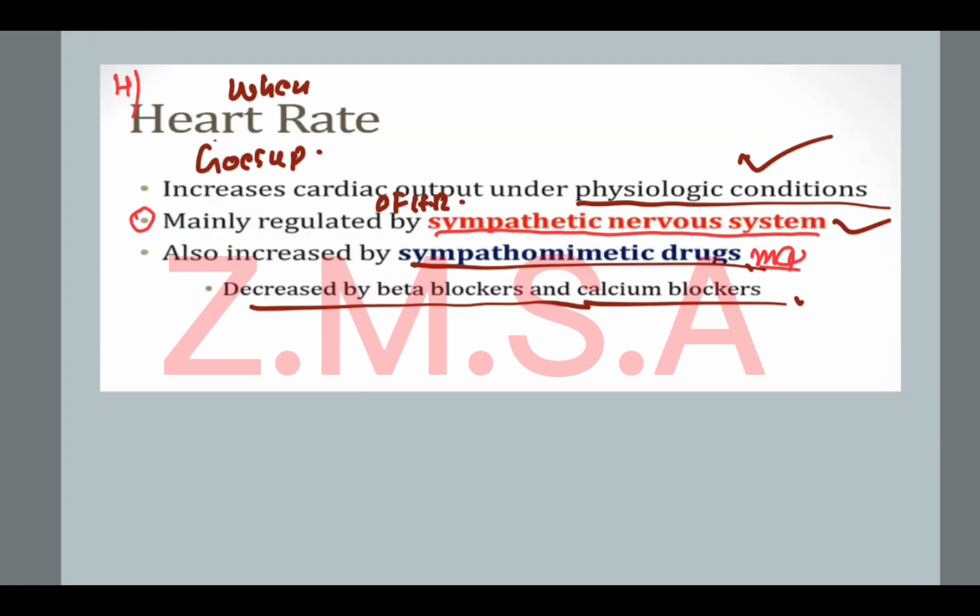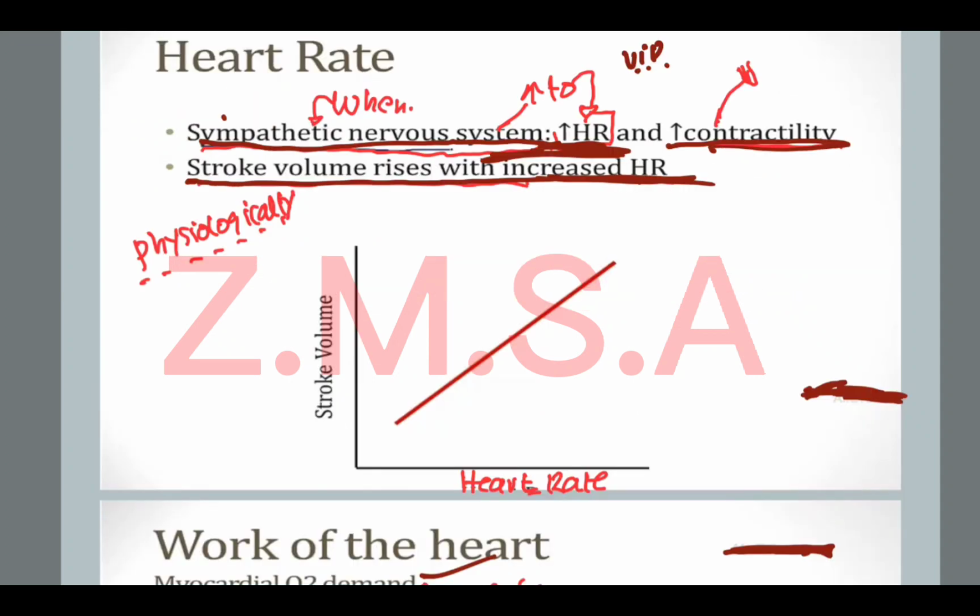The fourth parameter is heart rate. Heart rate increases cardiac output under physiological conditions. Heart rate is mainly regulated by the sympathetic nervous system physiologically, and is also increased by sympathomimetic drugs. Heart rate is decreased by beta blockers and calcium channel blockers. Here are two important and also confusing points.